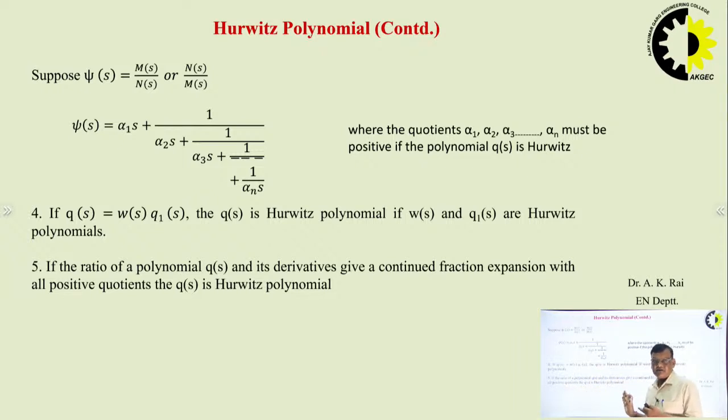Why is this fifth property required? Sometimes the given polynomial is either odd or even, so it is very difficult to carry out the continued fraction expansion. So if the function is even, take the first derivative, which will be odd, and then we proceed with the continued fraction expansion. So these are some properties of Hurwitz polynomials, or these are the guidelines to check whether the given polynomial is Hurwitz or not.